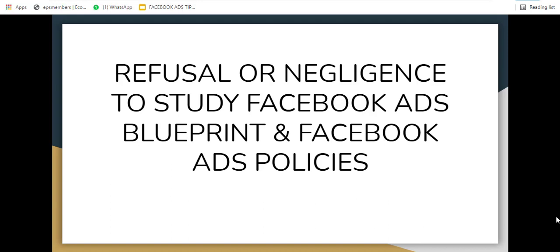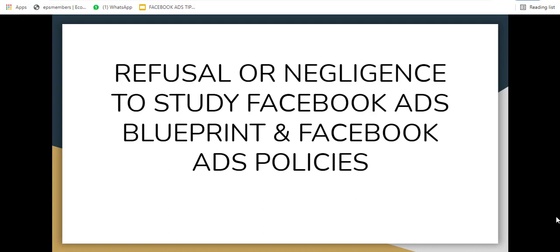95% or 99% of persons using Facebook for advertising hardly study the Facebook blueprint or the Facebook ad policy. I do tell people that you need to be familiar with, and have a better understanding of, the platform you want to use to run your business. Facebook is not happy to restrict your account, or to disapprove your advert, if you follow their advert blueprint, or you follow their advert policy.